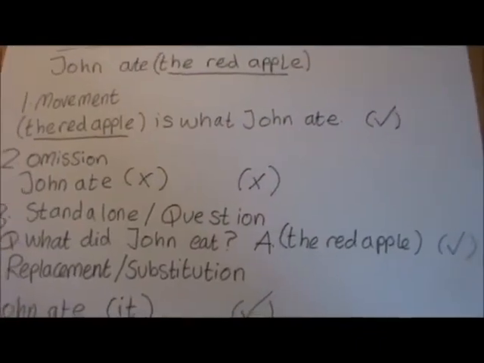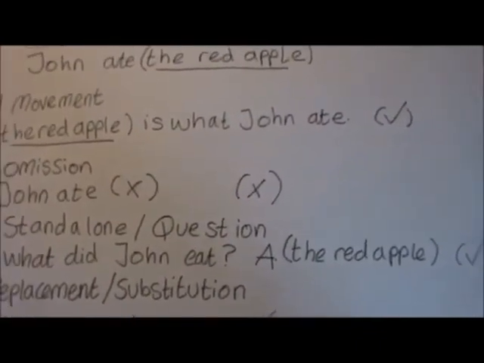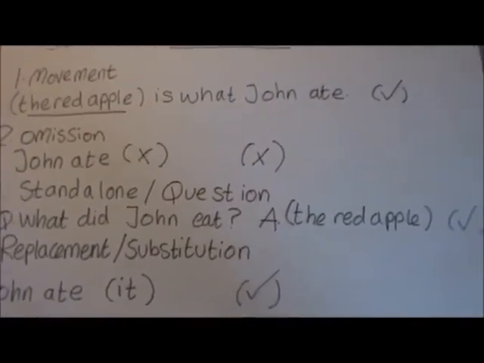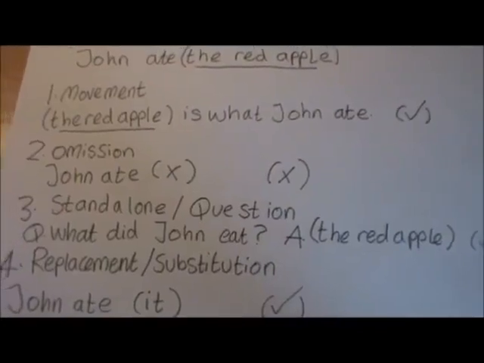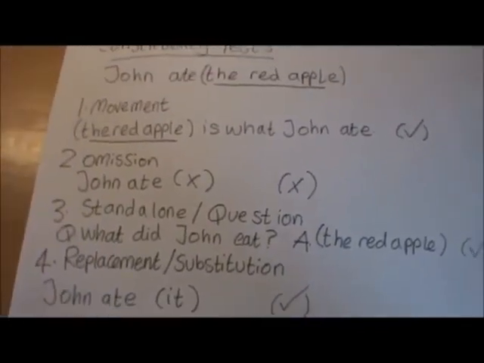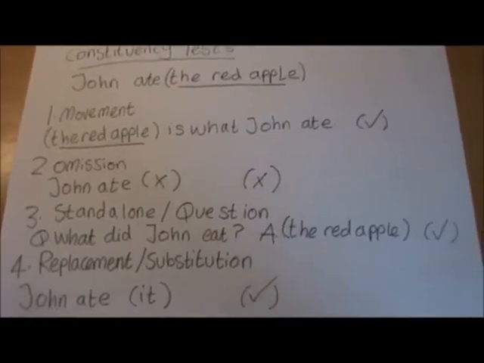Now you should always do at least 3 tests, because the tests can come out, as we've seen, with different results. But if you get at least 3 ticks out of the 4 tests, then you can confidently say that your phrase is a constituent of the sentence. So as you can see, we've got 1 cross but 3 ticks, so we can confidently say that the red apple is indeed a constituent of John ate the red apple.